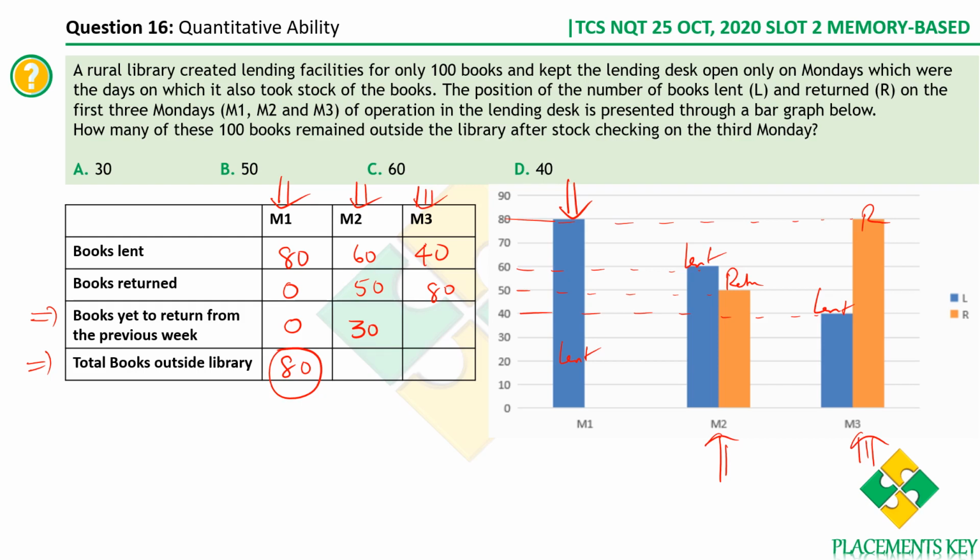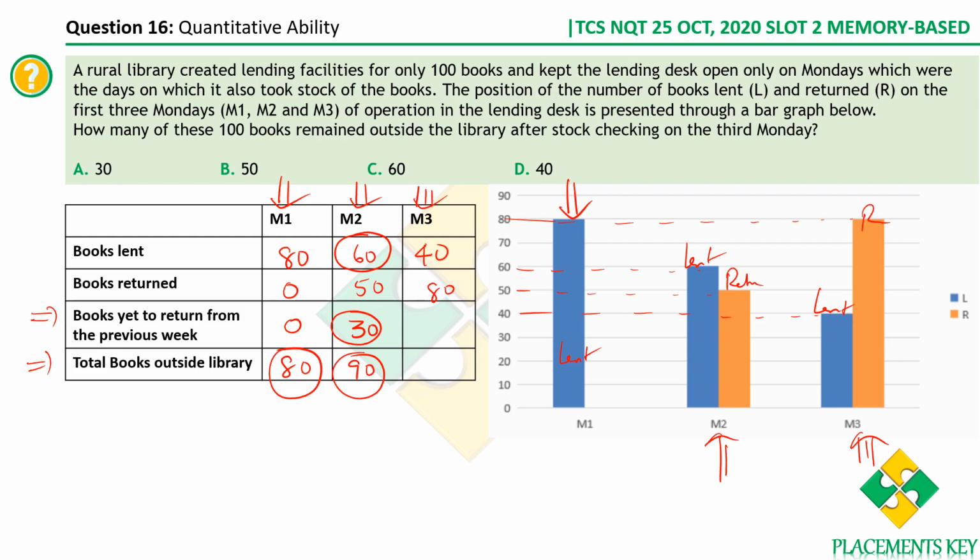Okay, 30. Now think about it. What is the total number of books outside the library? The fresh books that are lent now plus the books that were not returned in the previous week, which is 90. So 90 books are outside the library by the end of the second week.